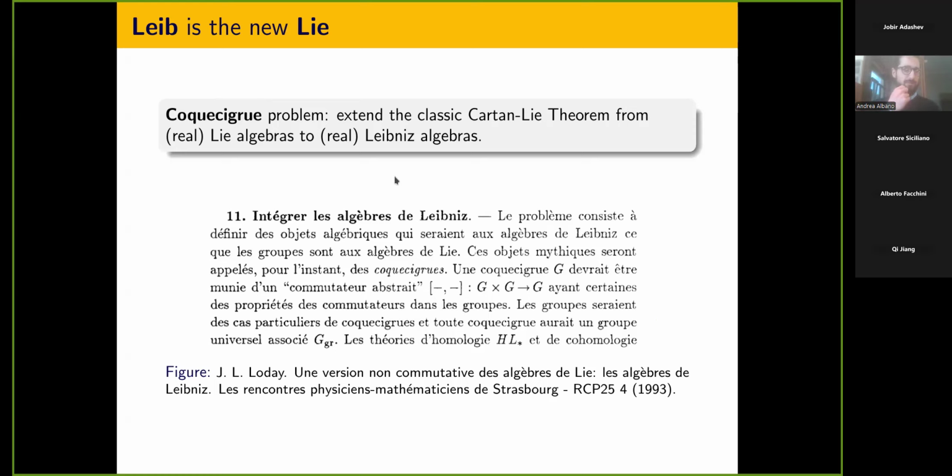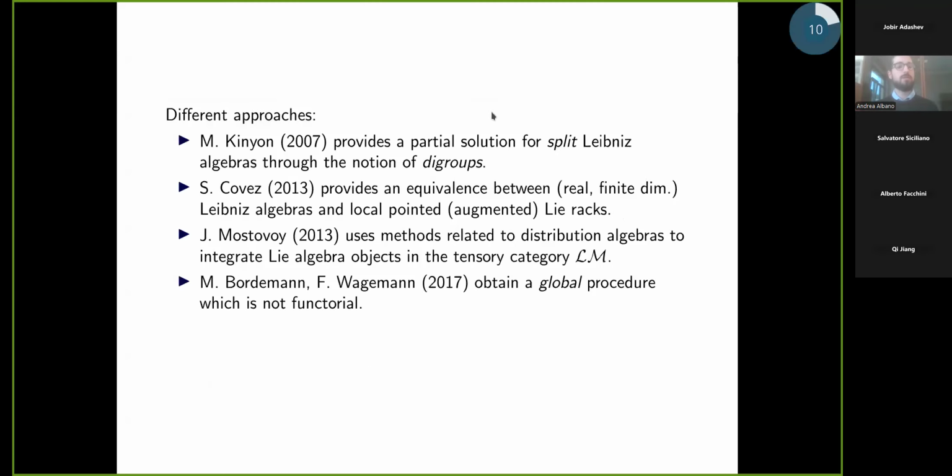I will not delve much deeper than this into the details of this problem, but it can basically be stated as: given the usual classic Cartan-Lie theorem between Lie algebras and Lie groups, what can be said about Leibniz algebras? Is there a so-called coquecigrue structure that would integrate Leibniz algebras under some hypothesis, under some conditions? And it is actually an open problem, even though over the years many partial approaches have been proposed.